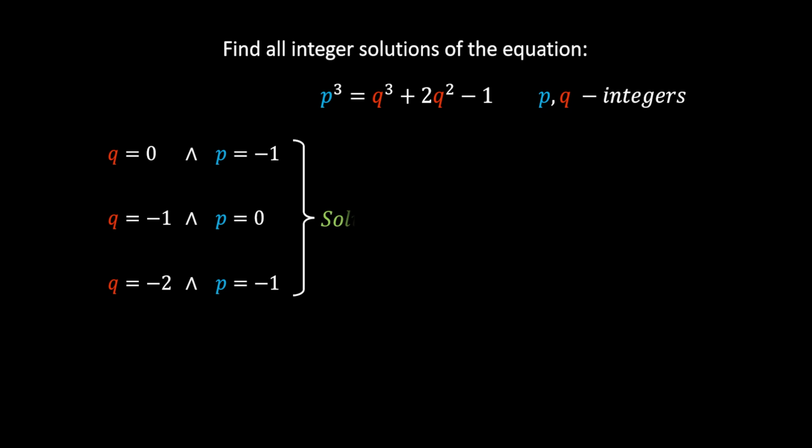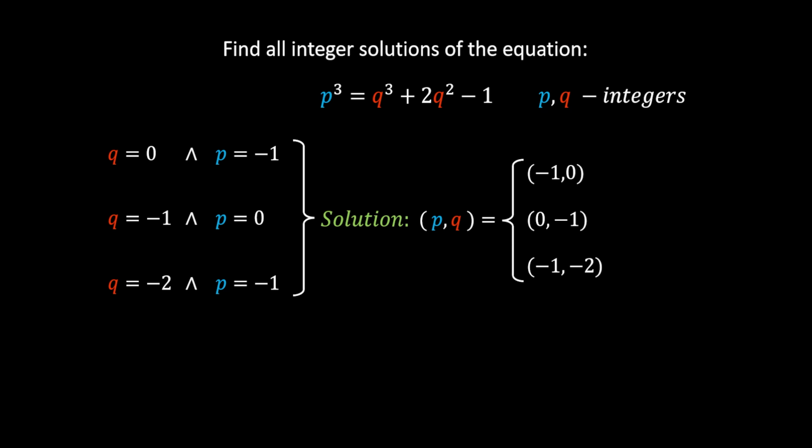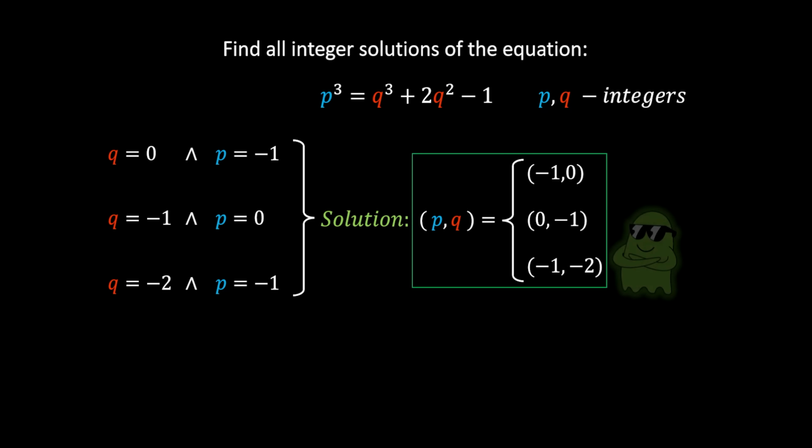So we're just going to write this down a little bit more professionally. So the pairs of p and q have the values of minus 1 and 0, 0 and minus 1, or minus 1 and minus 2, and those are our solutions.